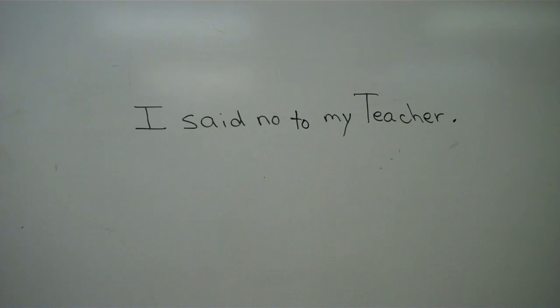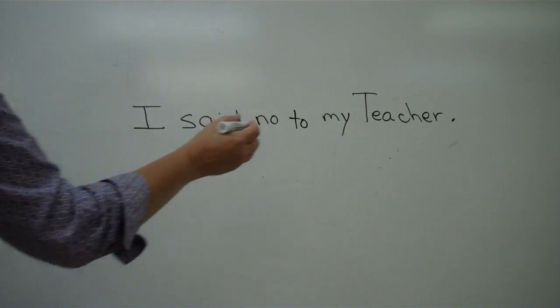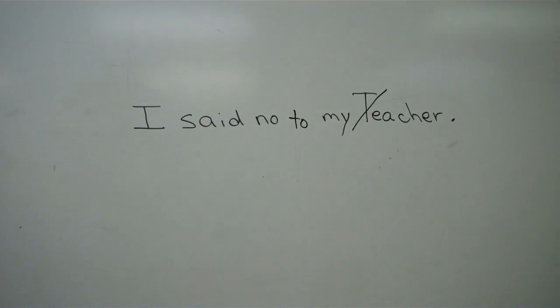Now let us look at this example. I said no to my teacher. I look at it and I see something funny. What is it? I capitalized the word teacher, and teacher is a common noun. It must not be capitalized. So how do I do it? I just do a diagonal line on top of the letter that should be in lowercase. In this case, teacher. This means that teacher should be in lowercase. Be sure to use editing marks.